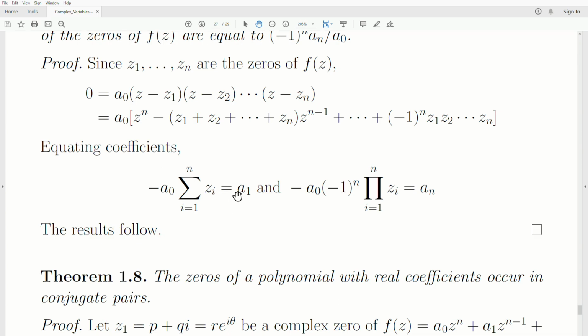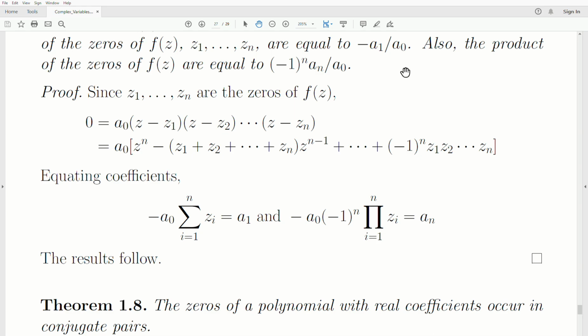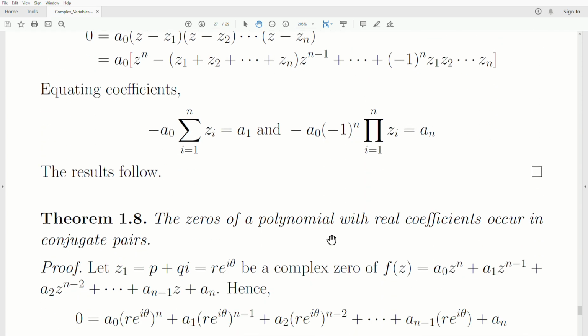But then we're finished. Solving for the sum, you divide that over, and that's what we said it was equal to. If we divide these two terms, remember that's a plus, over to this side, well, that's what we said the product of the zeros equals, and that's what we wanted to show.